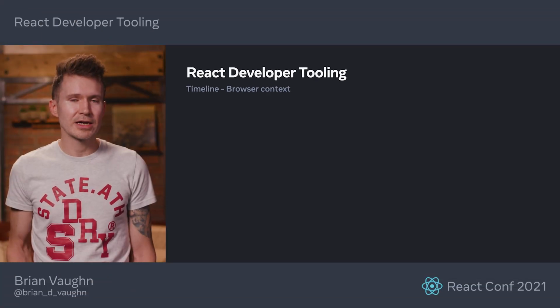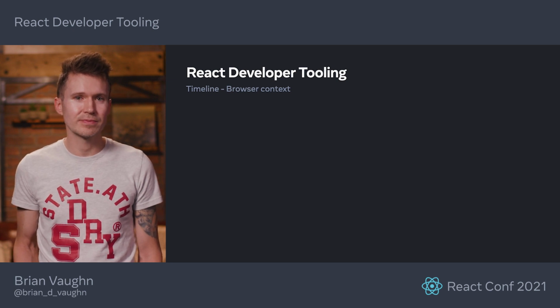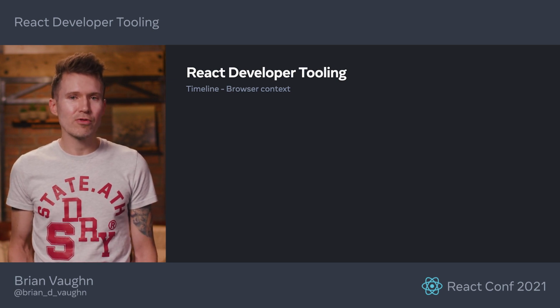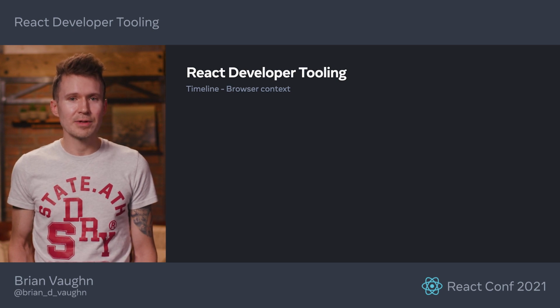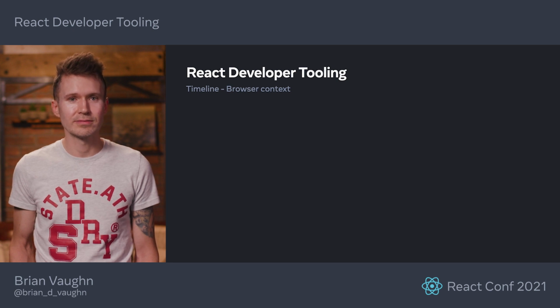I mentioned earlier that the timeline also shows how non-React JavaScript impacts the performance of an application. Let's take a quick look at a profile of an app that was interrupted by a network request. In this case, when the network request finishes, JavaScript does some expensive JSON parsing. All of this happens outside of the React render cycle, but the timeline view still shows us what's going on.